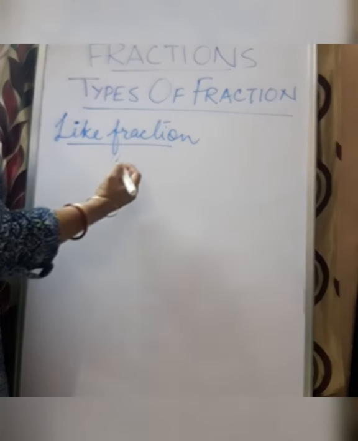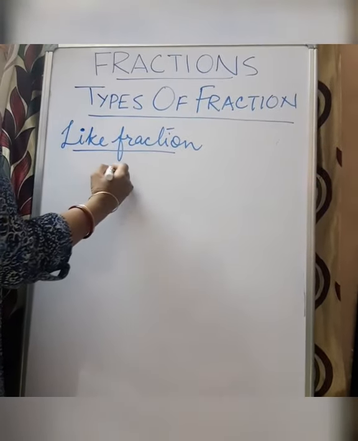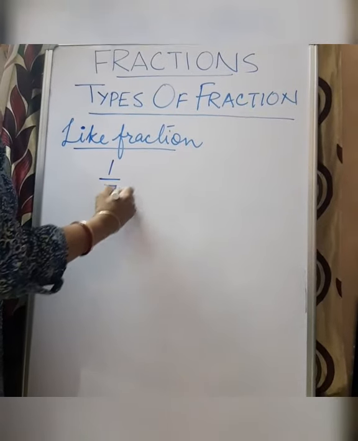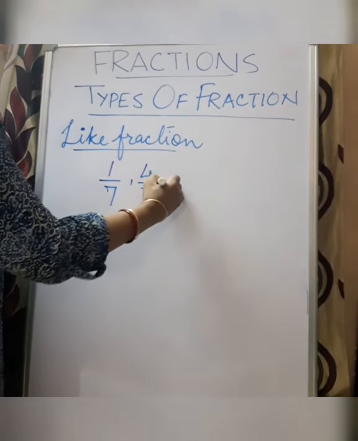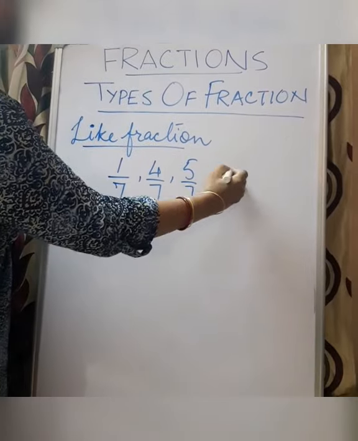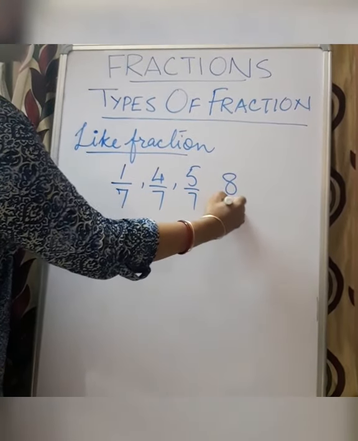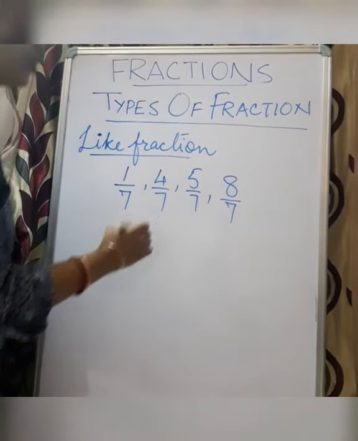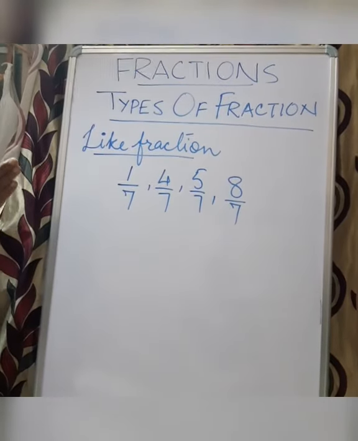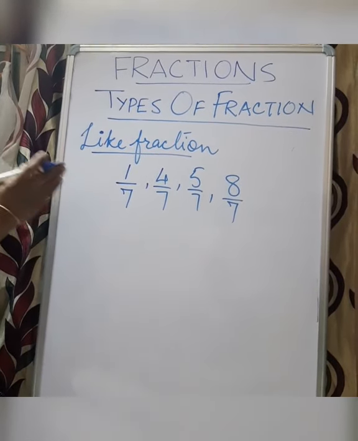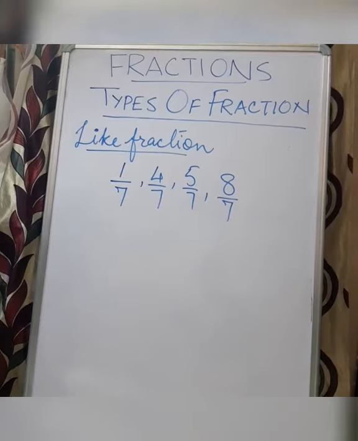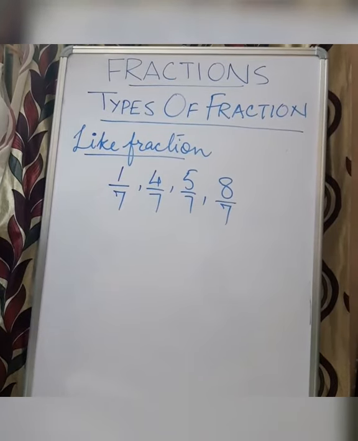Like fractions are those fractions which have the same denominator. For example, 1 by 7, 4 by 7, 5 by 7, 8 by 7. They may be proper or improper, but the denominators are the same. And when the denominators are the same, we can add or subtract them without any problem.